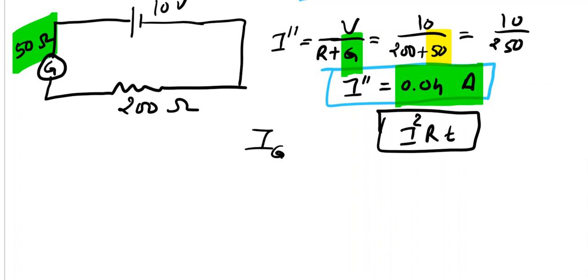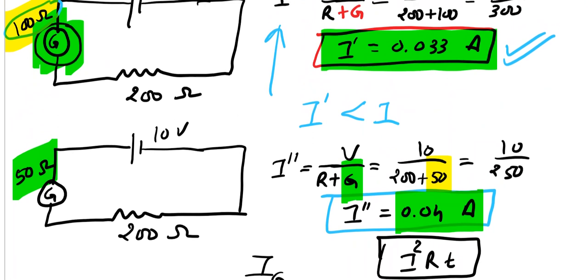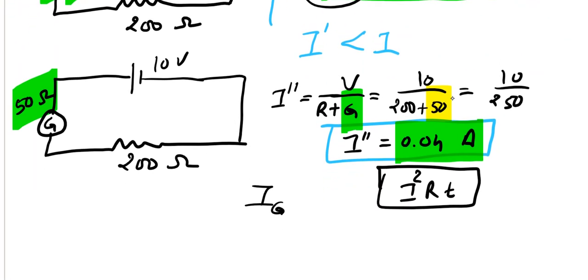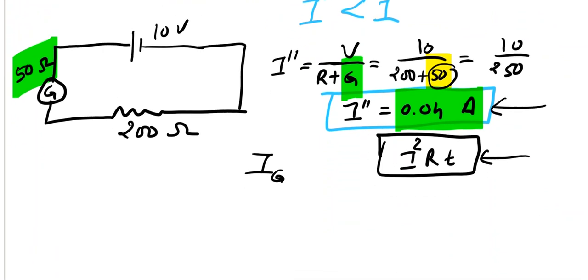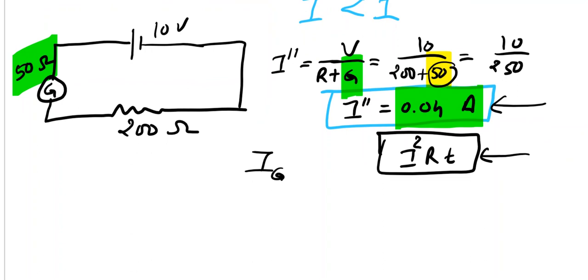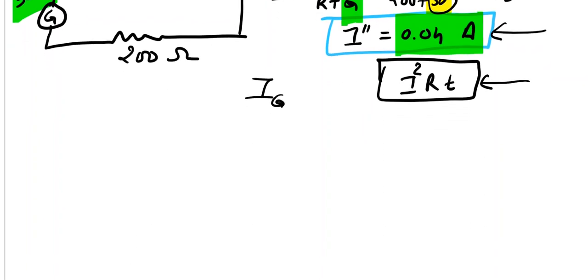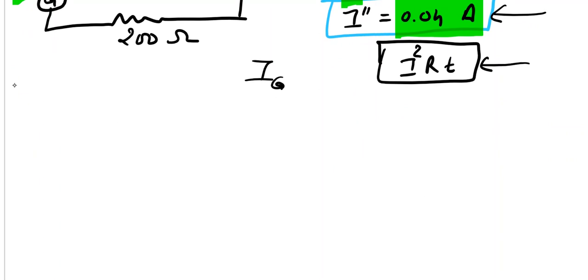If you choose a higher G value, then the current capacity will be decreased. Current passing through the galvanometer will be less, heat produced will be less, but then the error will be more. And if you go for a less value of G, then the error will be less, but then I square RT will damage the galvanometer. So these are the two issues when you try to use a galvanometer as an ammeter. And what is the way out?